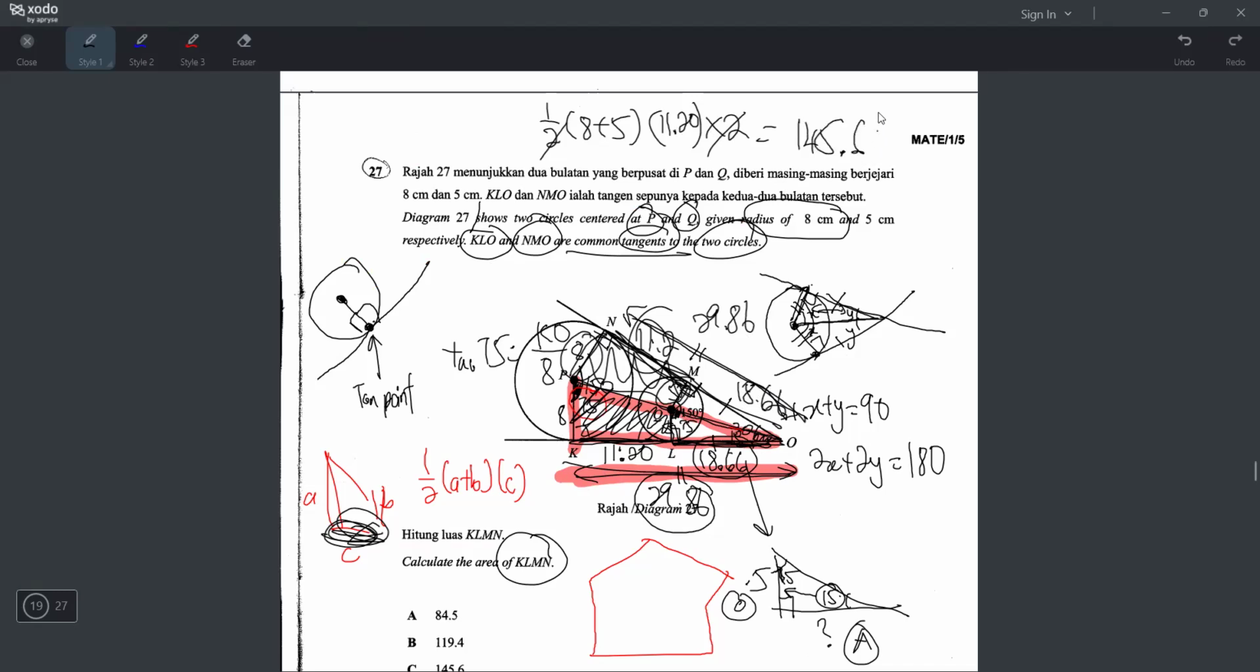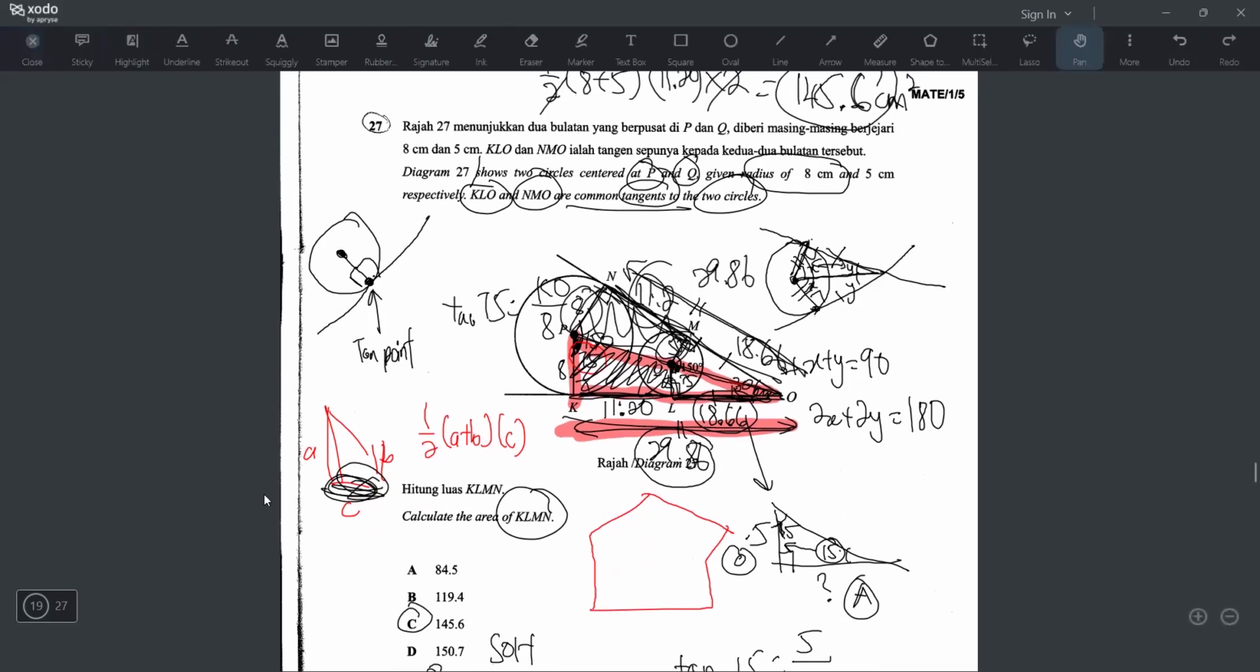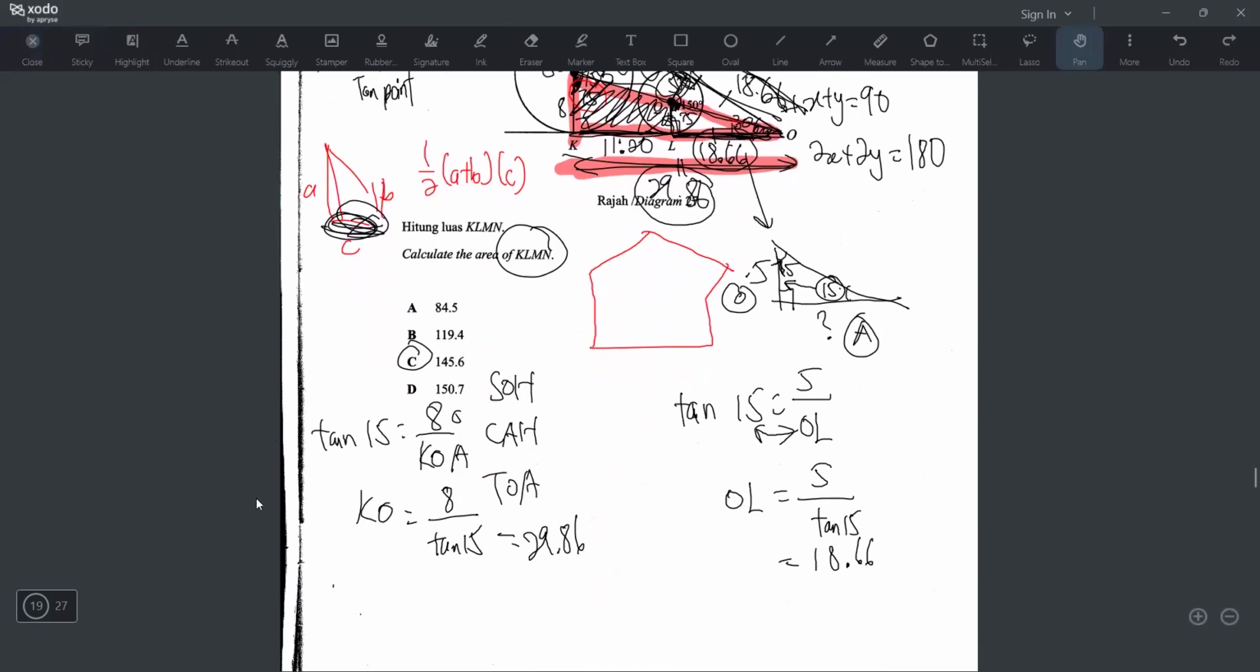Okay, so this is the area. And it's in cm square, right? Because everything is in cm. Okay, so let's go to ABCD, find 145.6. So I think the answer is C. Okay, so hope you understand.